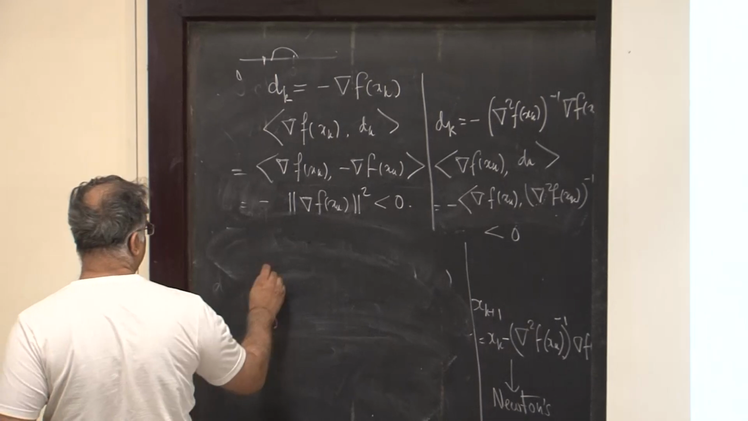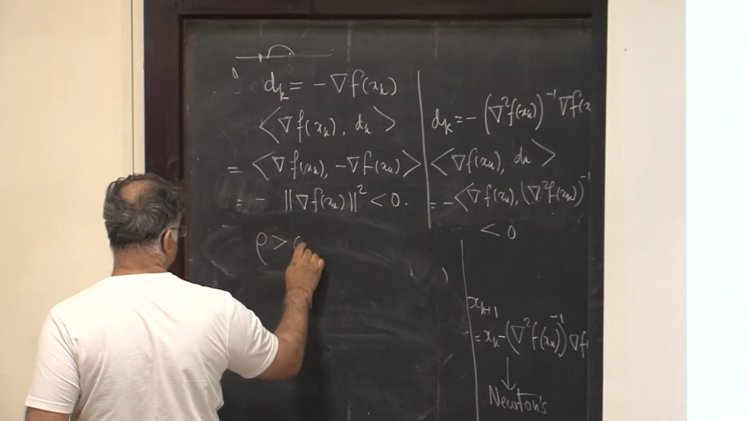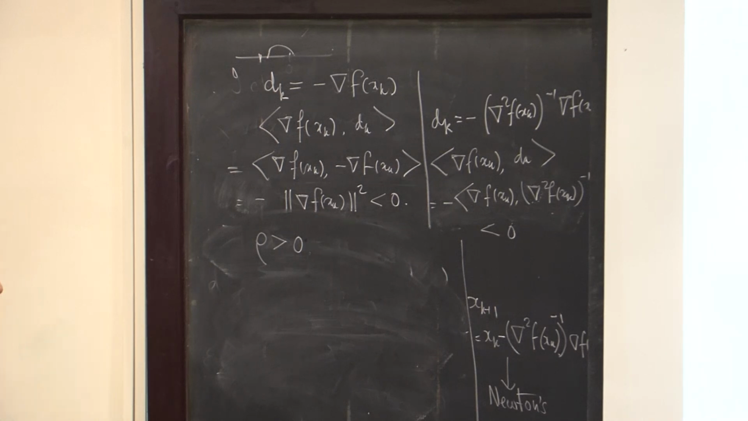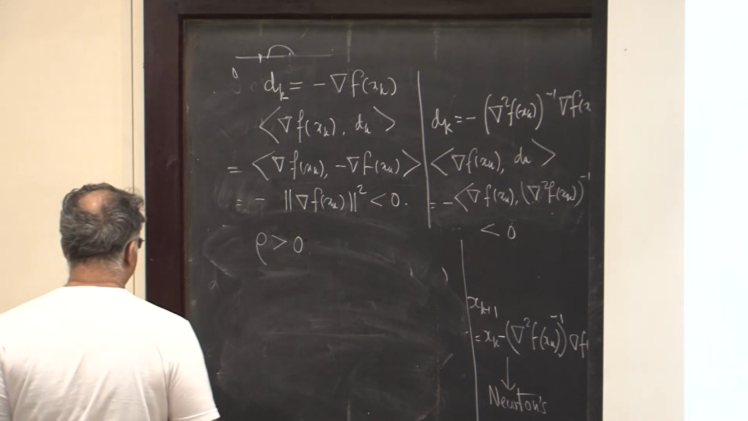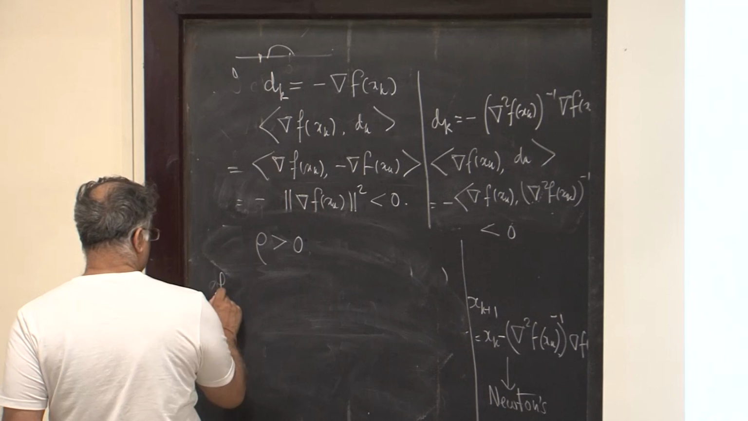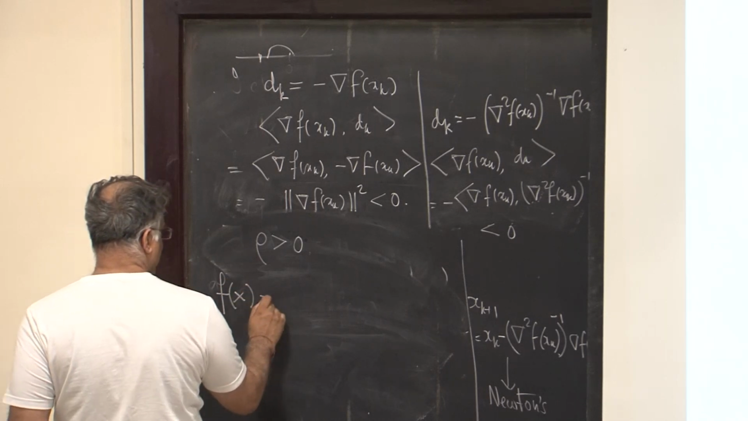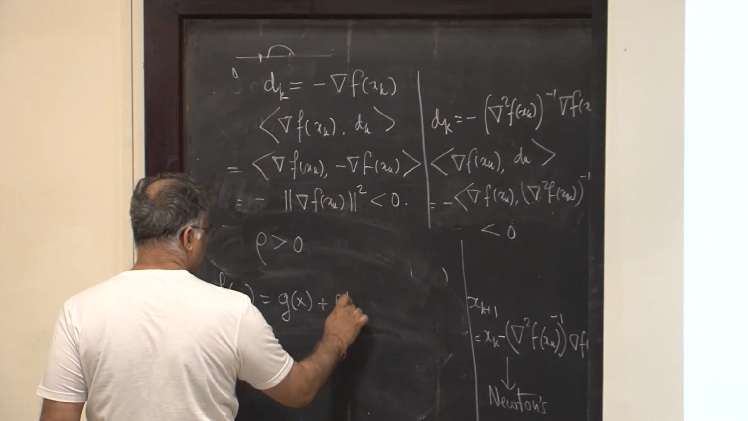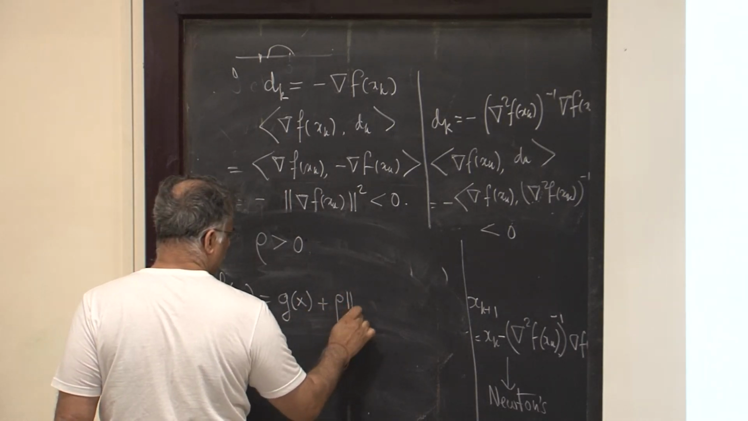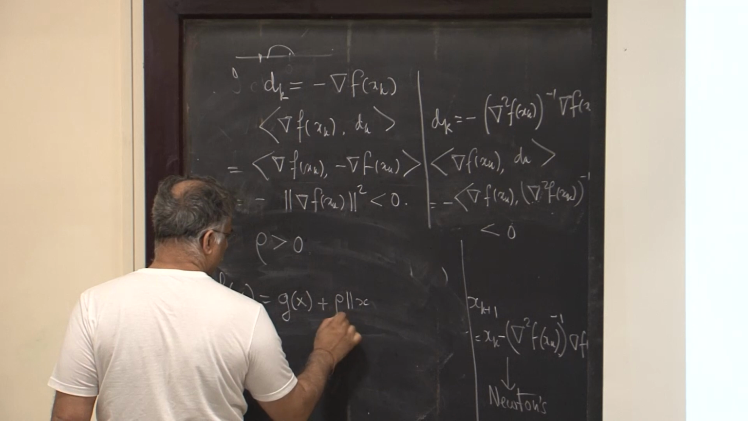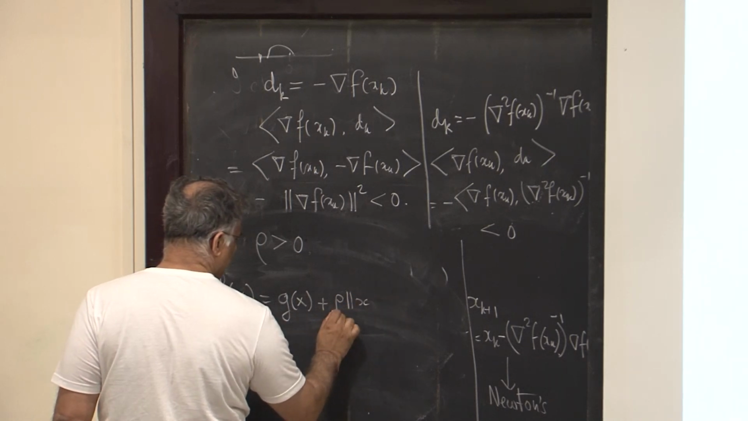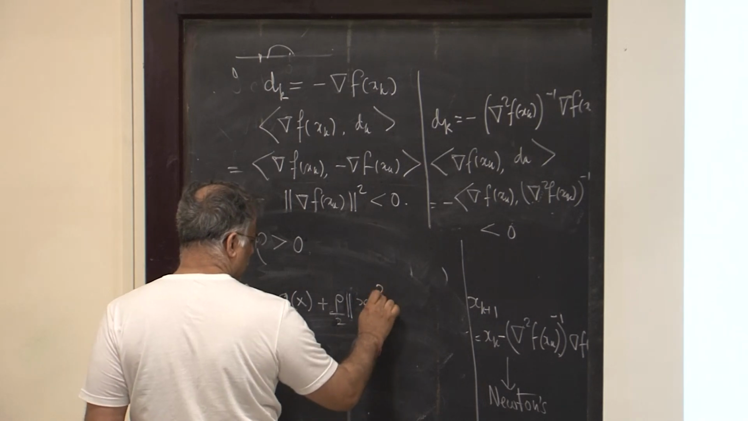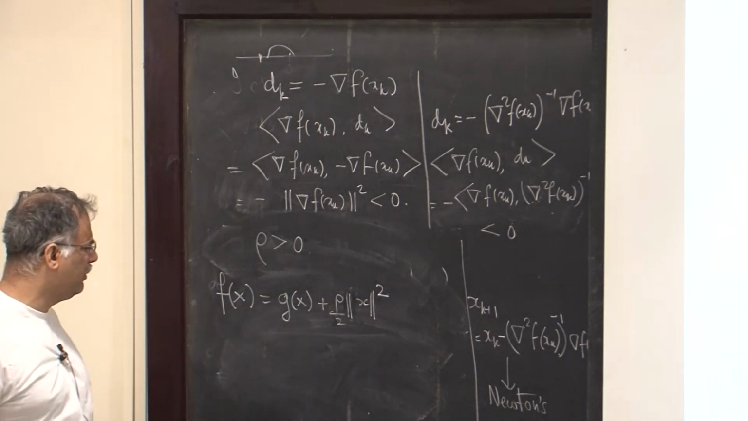So, take a rho greater than or equal to 0, okay, and construct a function f(x), which is a sum of g(x) plus rho by 2 times the norm of x squared. Rho by 2 is better because you can differentiate. Norm of x square is anyway a convex function.